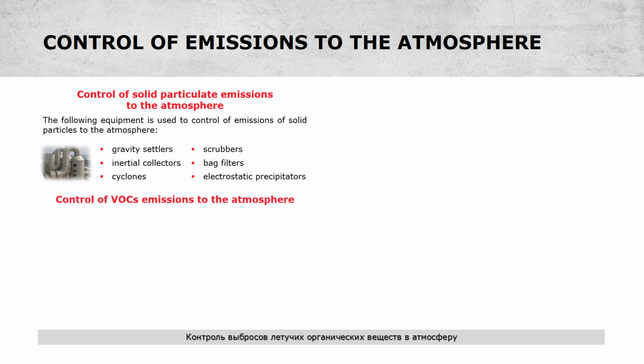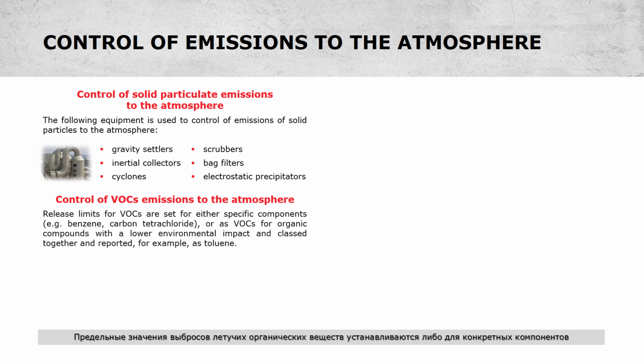Control of volatile organic compounds emissions to the atmosphere. Release limits for volatile organic compounds are set either for specific components, for example benzene, carbon tetrachloride, or as volatile organic compounds for organic compounds with a lower environmental impact, which are classed together and reported, for example, as toluene.